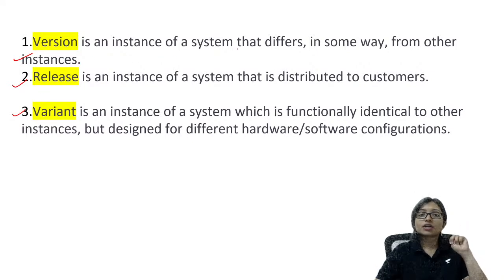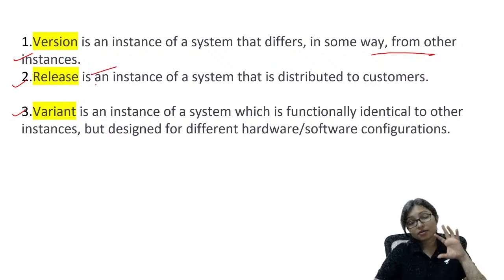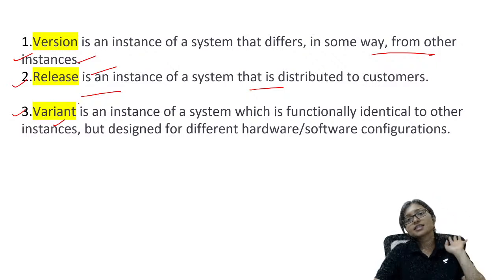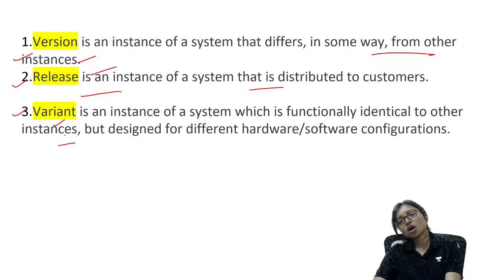What is version? Version means whatever is delivered to the customer. The release is whatever is delivered to the customer. Version means the difference between the previous one and the current one. Variant means some hardware or software related difference is there, but functionalities are the same. That is called variant.